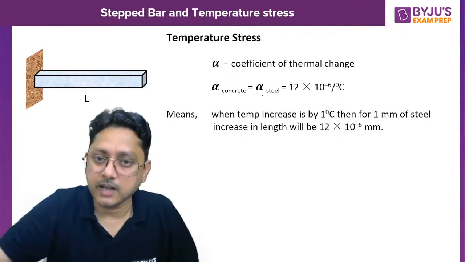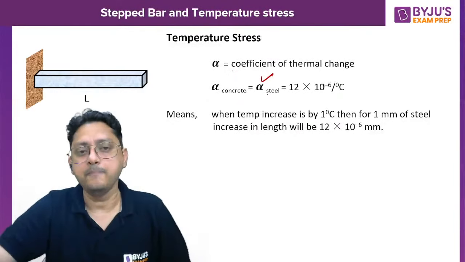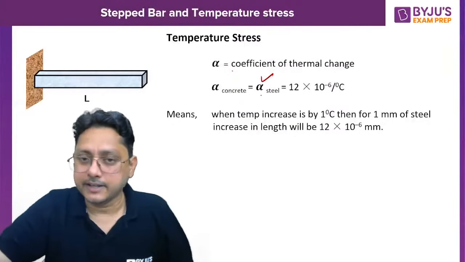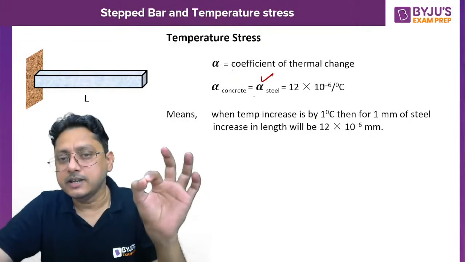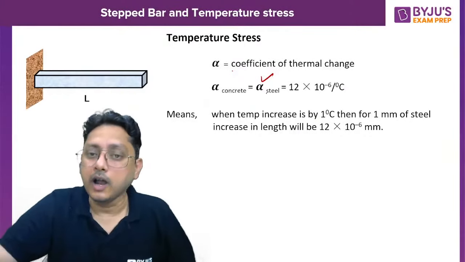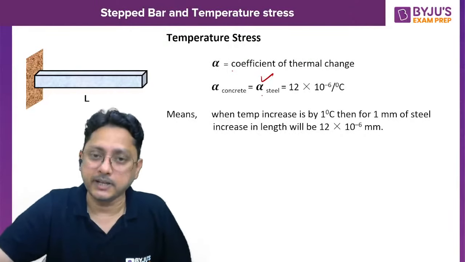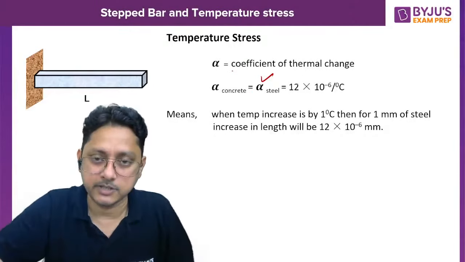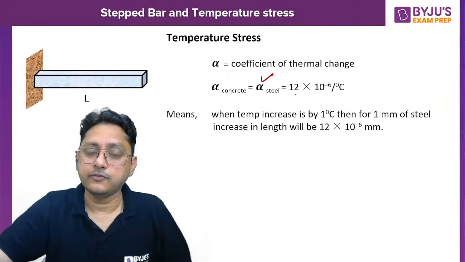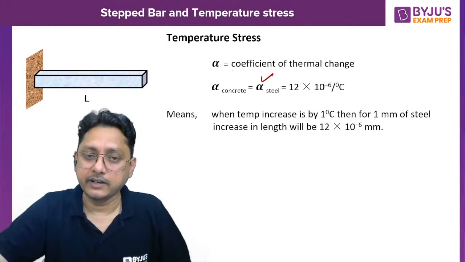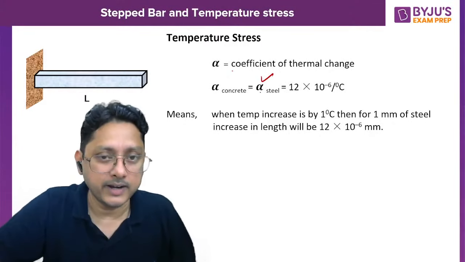Means if I say alpha of steel is some value alpha, for the rise of 1 degree centigrade, for the unit length of the material, it will have a change in length alpha. So alpha is nothing but the change in length of the material due to unit degree rise of temperature. Alpha is nothing but the change in length of your material having unit length due to a rise of 1 degree centigrade temperature.